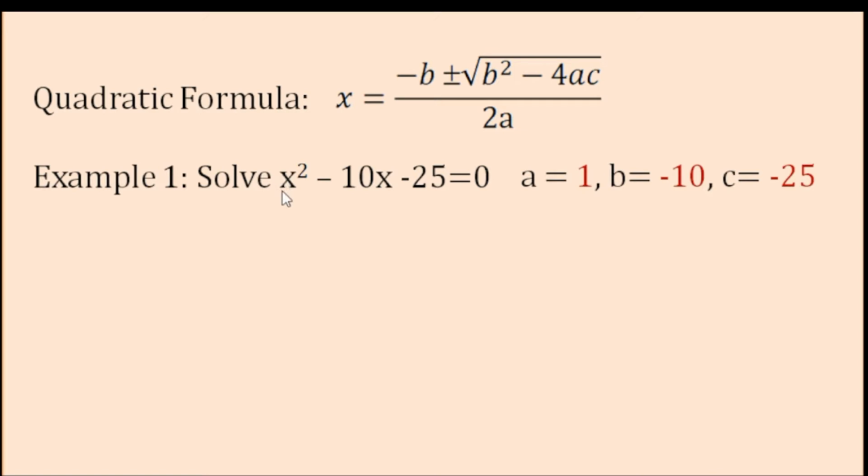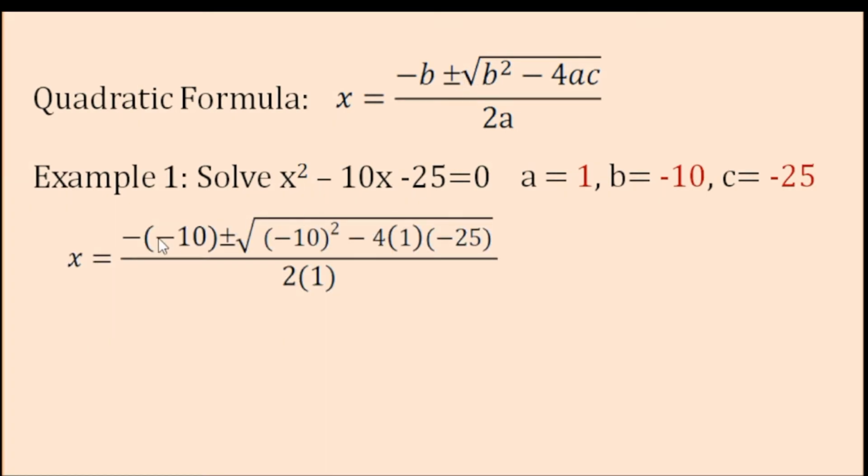Example number 1. Solve x squared minus 10x minus 25 equals 0. So our a here is 1, our b is negative 10, our c is negative 25. Plug them in to our quadratic formula. So it looks like this. Next, we are going to simplify furthermore. Of x equals 10 plus and minus square root of 200.